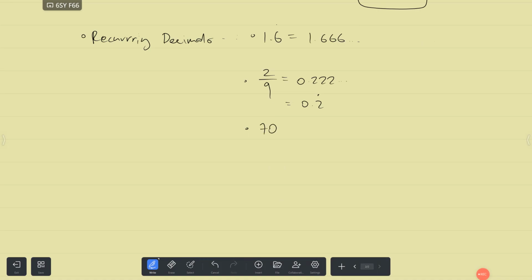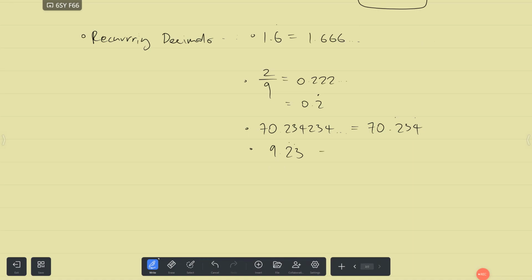So for example, you have this number 0.234234234, and it goes on forever. To show that it is a recurring decimal of such nature, we will write the following: 0.234, and the dots we put at the top of 2 and 4, so it shows as recurring.